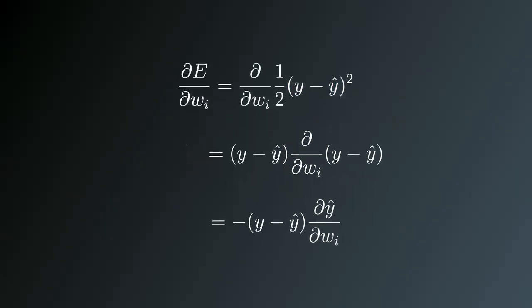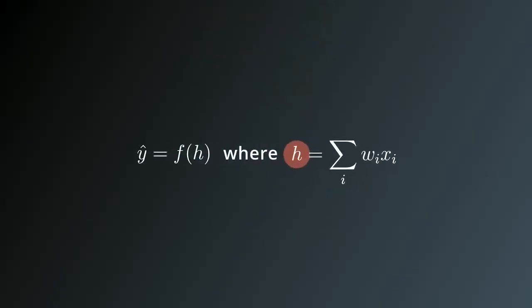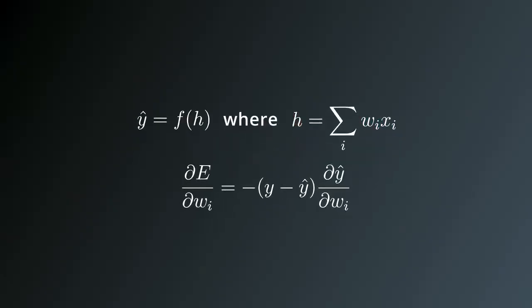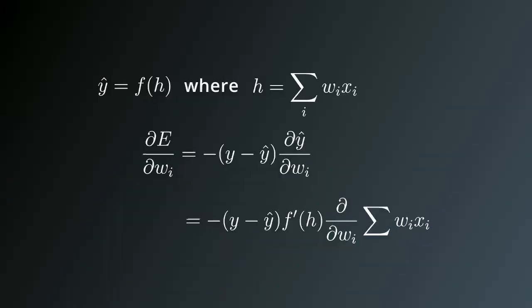Using the chain rule again, the minus sign comes out in front, and we're left with the partial derivative of y hat. If you remember, y hat is equal to the activation function at h, where h is the linear combination of the weights and input values. Taking the derivative of y hat, and again using the chain rule, you get the derivative of the activation function at h times the partial derivative of the linear combination.